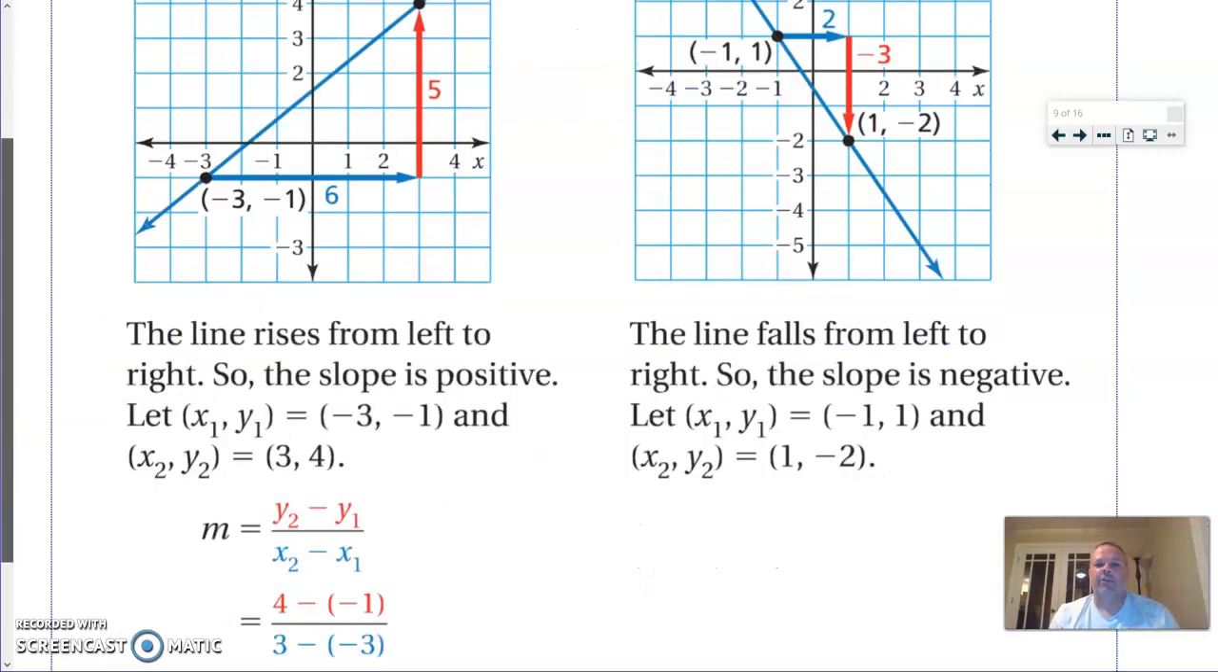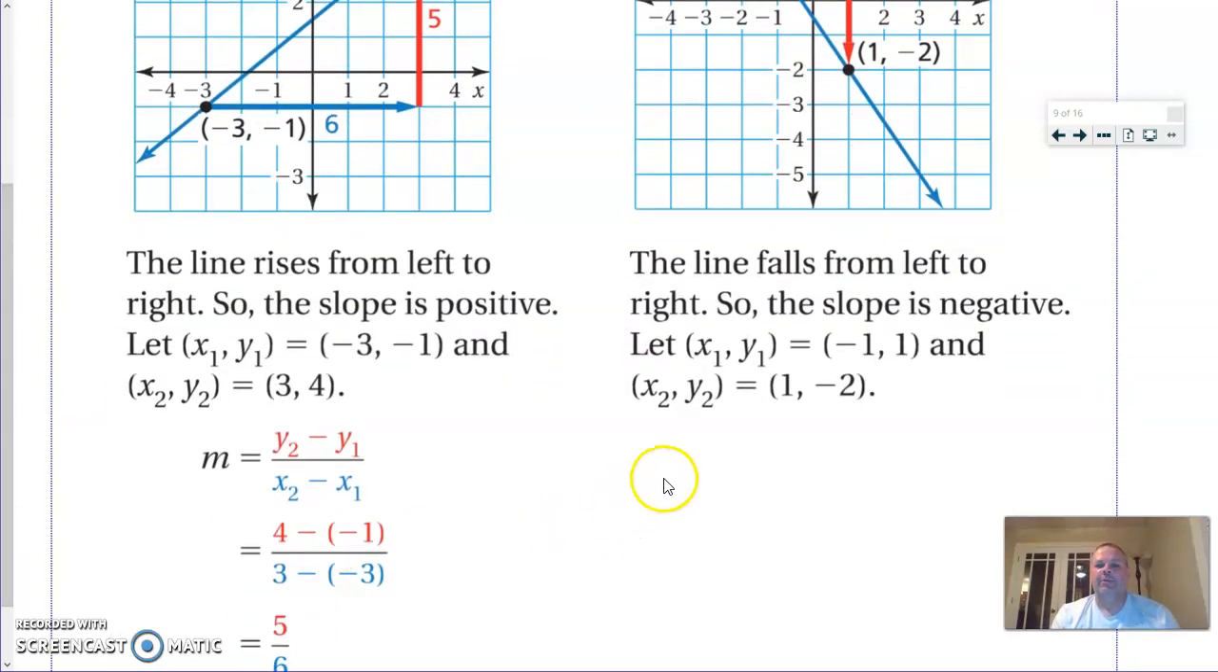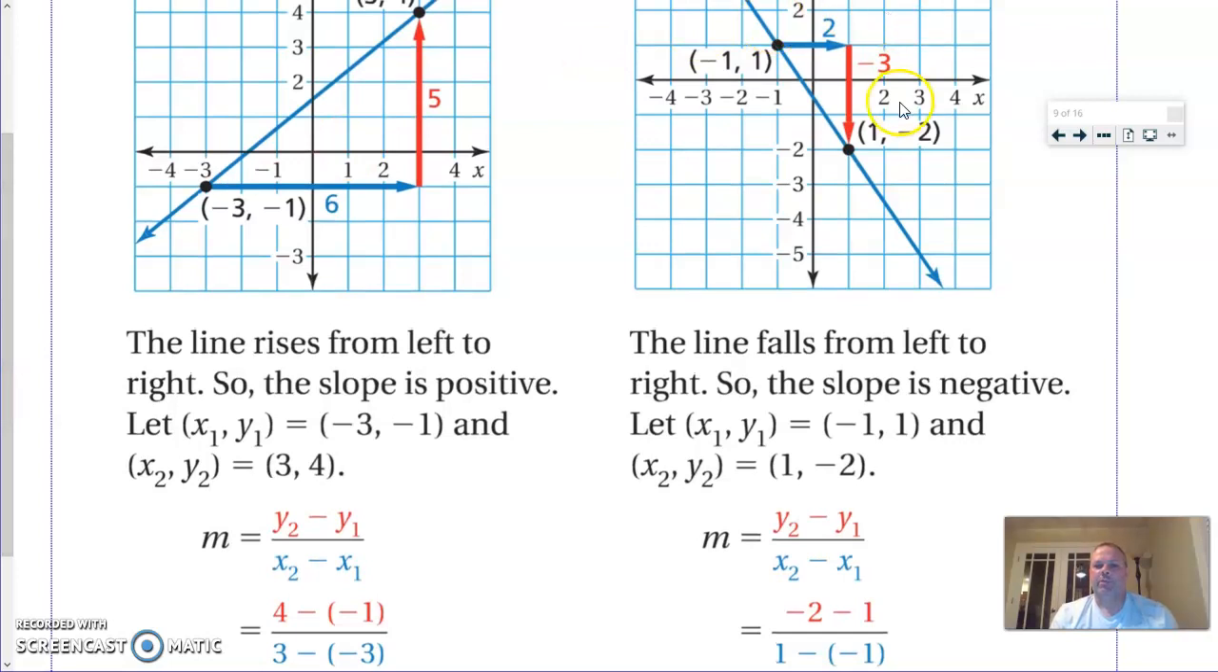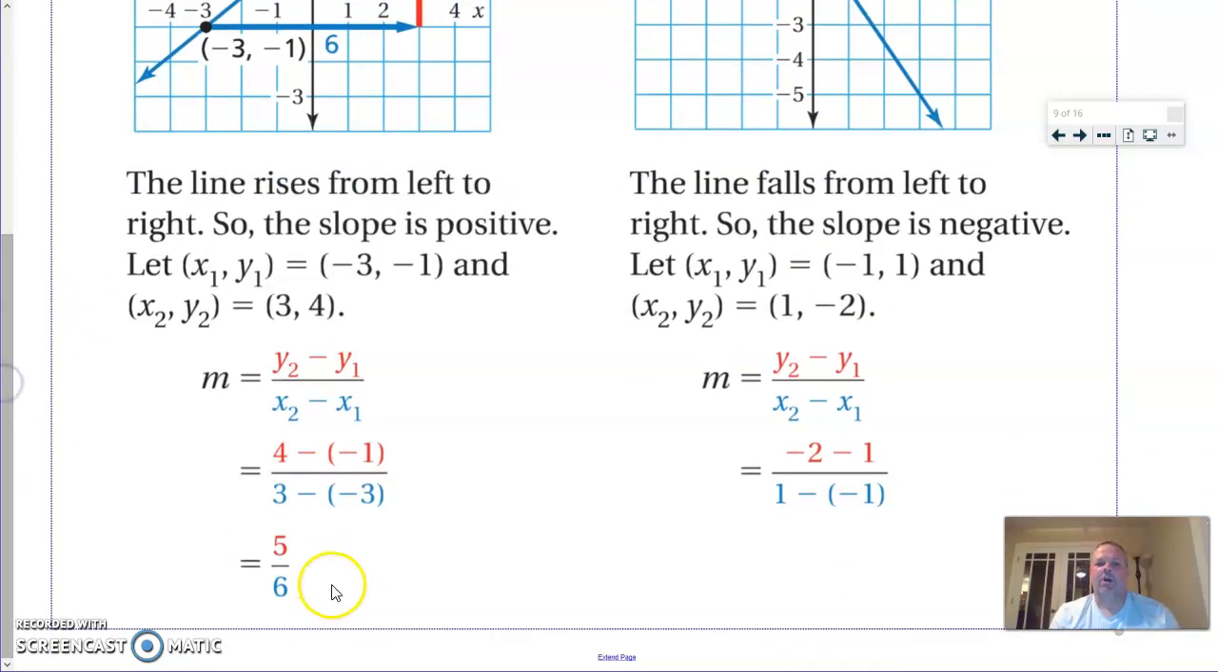Again, you're going to see how the company did this. They substitute in those numbers, and you can see where they got those numbers from this point. Negative 2 minus 1 is negative 3. 1 minus negative 1 is 2. That will give us our slope of negative 3/2, which is the answer.